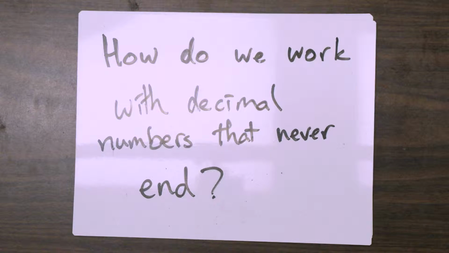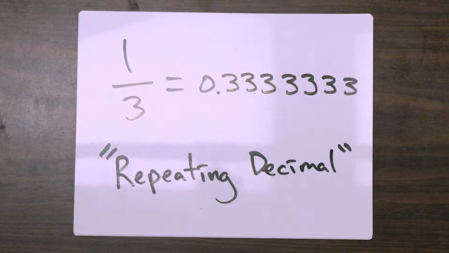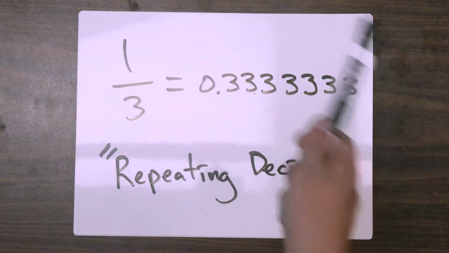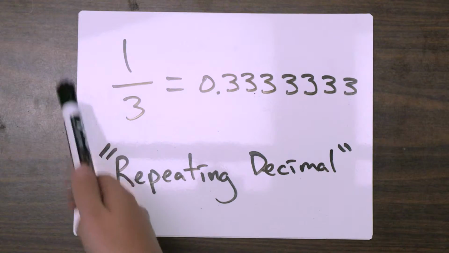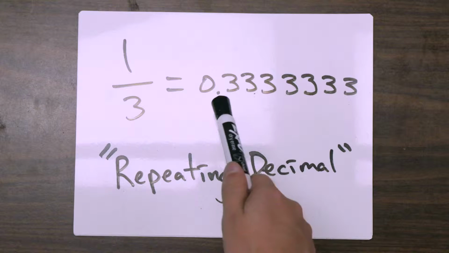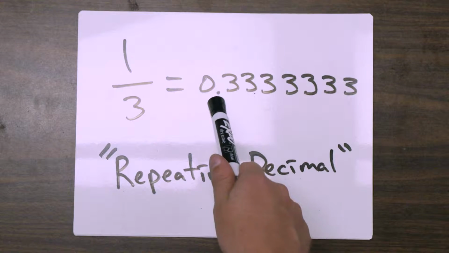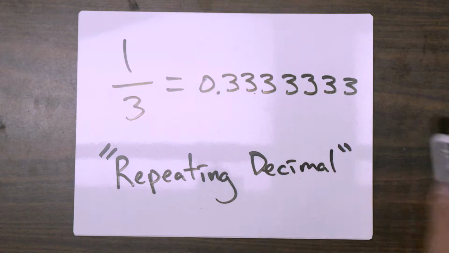How do we work with decimal numbers that never end? There are some that just go on and on forever. Let's look at some examples of those. One of the most common ones that we'll see is the fraction 1/3. Well, that's actually the decimal 0.3 repeating, and it just goes 3, 3, 3, 3, 3 on forever and ever. And we call this a repeating decimal.